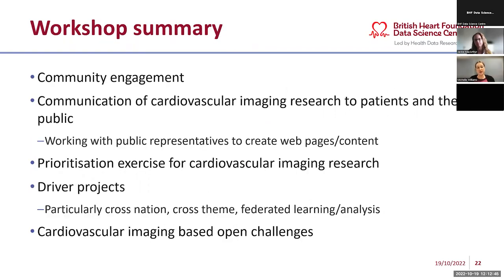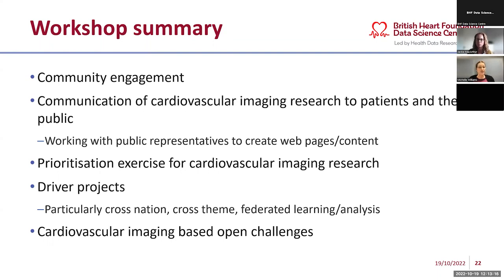So the summary of our workshop was it was a fantastic opportunity to engage a wide range of the imaging research community and others who are interested or want to be involved in this. Communicating cardiovascular imaging research to patients and the public was a key theme, and we're working with our patient and public representatives to create web pages and content around this. Jackie's going to discuss how we've moved on to the prioritisation exercise for cardiovascular imaging research that we've been running over the past few months.